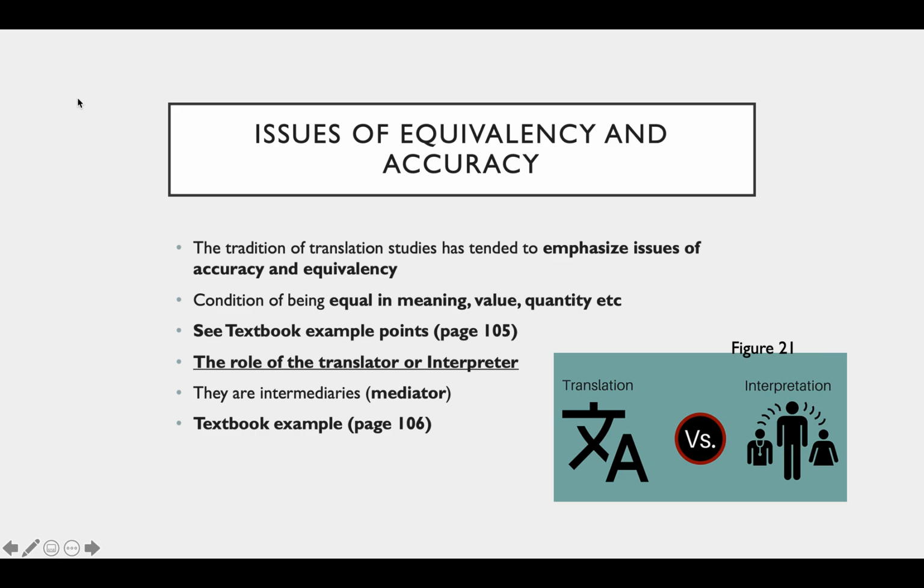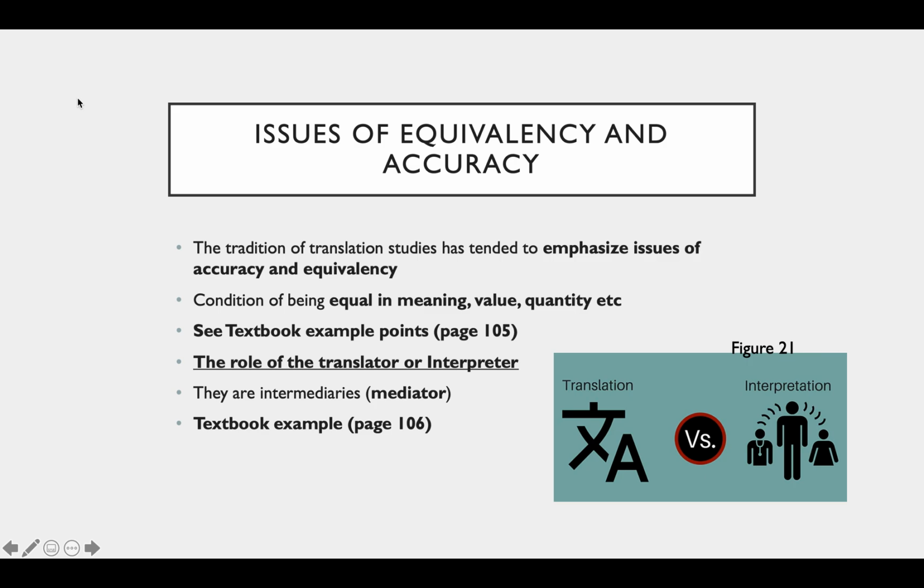Welcome back. We're on to the issues of equivalency and accuracy on page 105. This is just noting here that when translating, you can't always get the exact meaning. There are going to be issues with the accuracy and equivalency of what is being translated or interpreted.